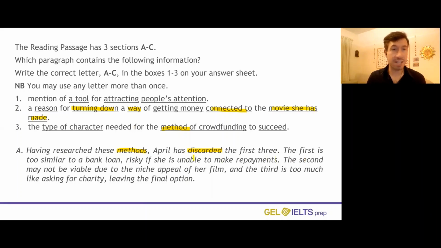And if we look here, it says the second may not be viable due to the niche appeal of her film. And the third is too much like asking for charity. So she's discarded or turned down this method because of the niche appeal of her film. So that's a reason for turning it down. So the correct answer here is 2.